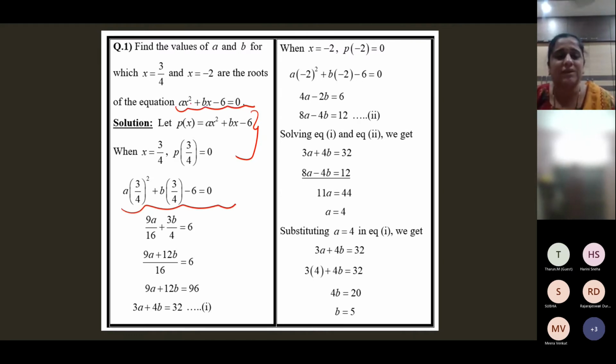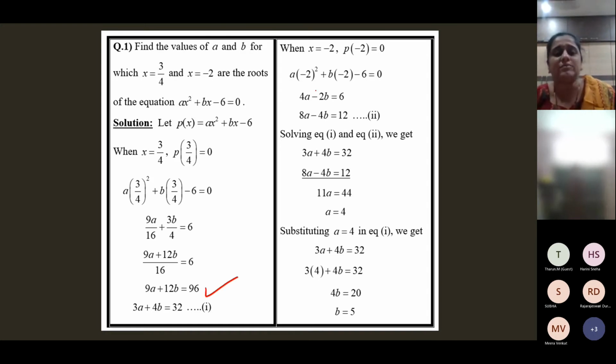So in the equation, in place of x, use 3 by 4. See, that's what I've done. A, x squared, x is 3 by 4. Here, b, x is 3 by 4. In place of x, use 3 by 4. And see, you get an equation in A and B.